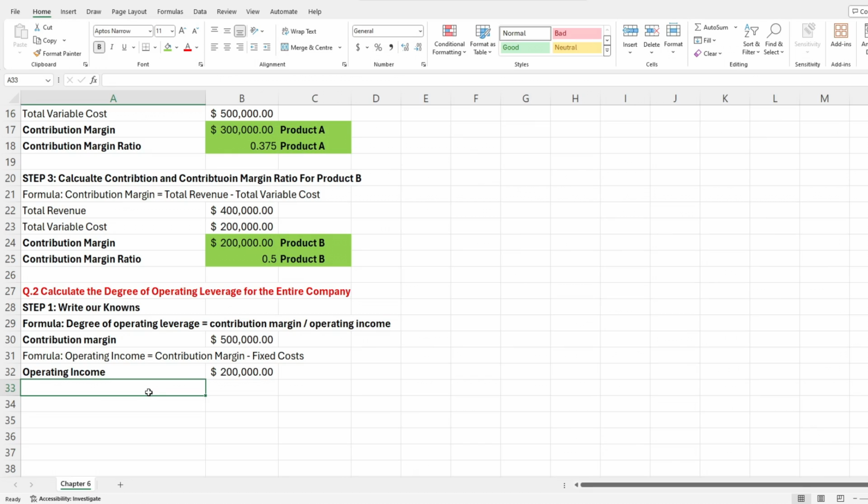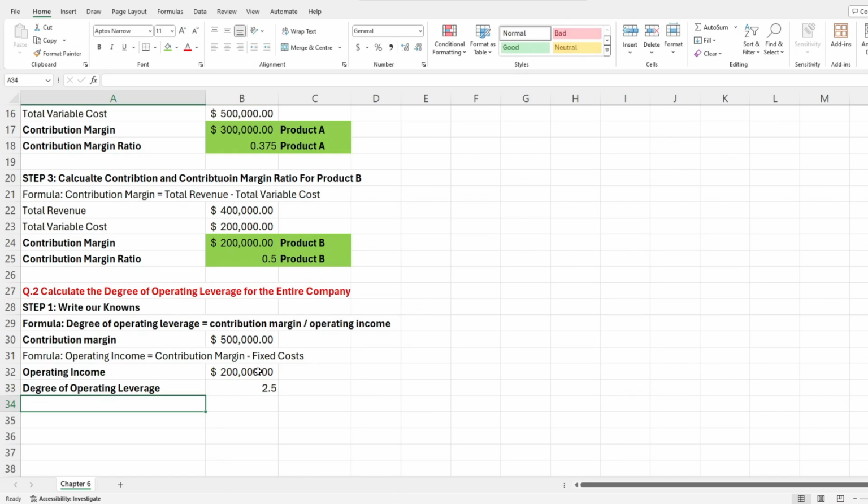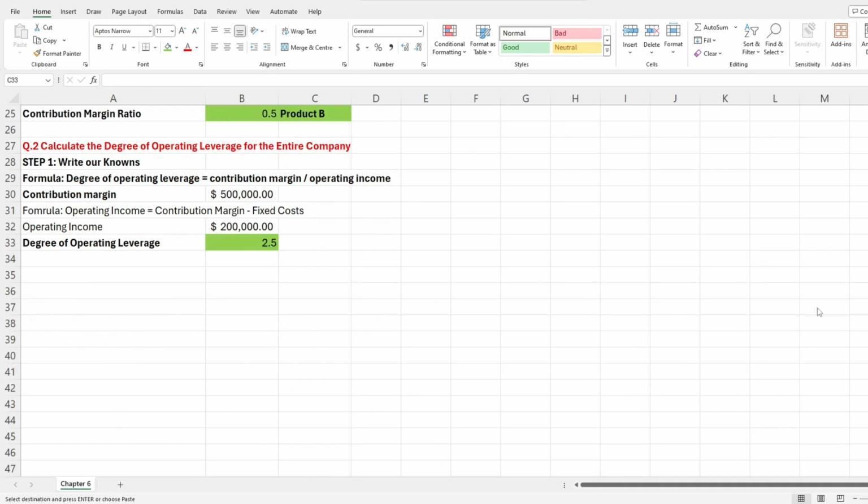All right, so now we can calculate our degree of operating leverage. And so we have our two knowns, so contribution margin of 500,000 divided by our operating income of 200,000. So that is 2.5. All right. So that's it for question 2. So for question 3, determine the break-even point in units and sales dollars for each product.